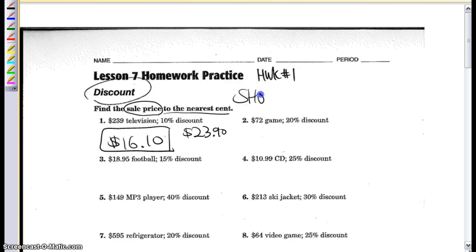On tonight's homework, you must show work. You must always be showing work for all of your homework assignments, or I will ask you to redo it. So please make sure you show your work. So let's look at number 2.